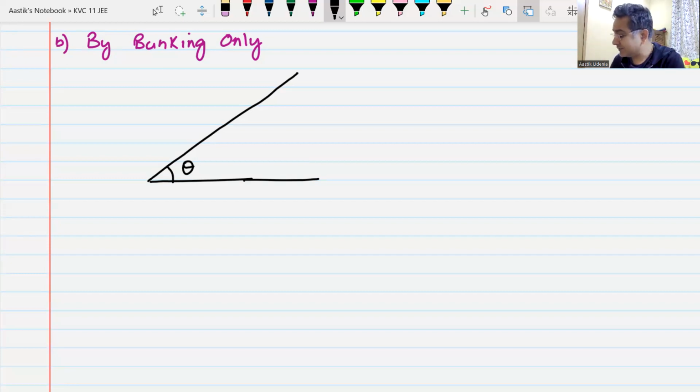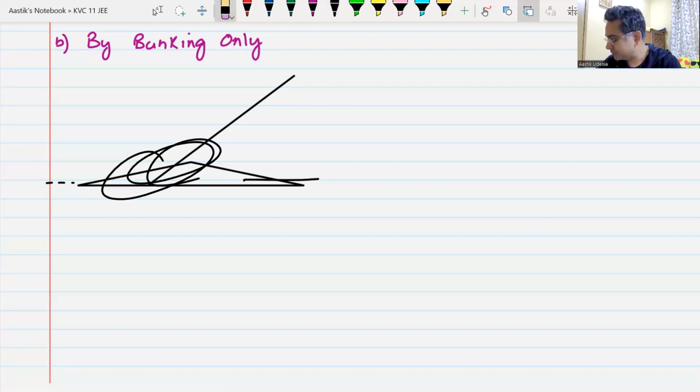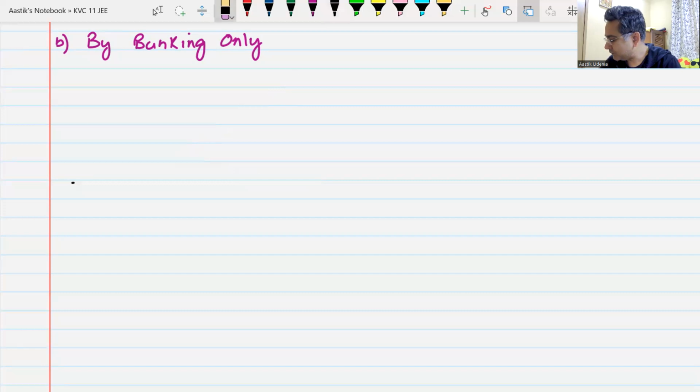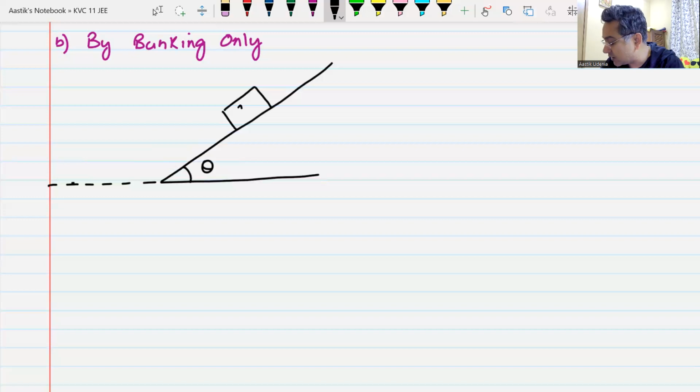Why do they make it like this? So why do they make roads like this, at an angle? Why do they have to make it at an angle? Because as soon as you make it at an angle, your car goes like this. This is your car. Now this car has to turn.